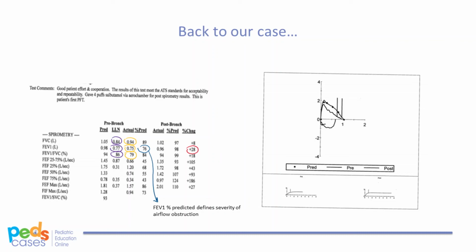The FEV1 is 76% of predicted, which corresponds to mild airflow obstruction. Then you look at the FVC, which is within the normal range for age, as compared to the lower limit of normal. Next, you look at how Ventolin affects the FEV1. The FEV1 improves by 28% after she receives salbutamol. So overall, the spirometry shows mild airflow obstruction with a positive bronchodilator response. Putting everything together, Jessica's clinical history and spirometry confirm a diagnosis of asthma.